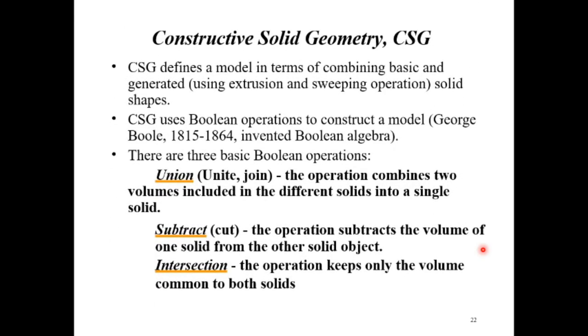And then constructive solid geometry, CSG. CSG is nothing but Boolean operations. With the help of Boolean operations we can generate the 3D model, using union, subtract and intersection. What is meant by union, what is meant by subtract, what is meant by intersection? With the help of a pictorial representation we can understand all of this in CSG.